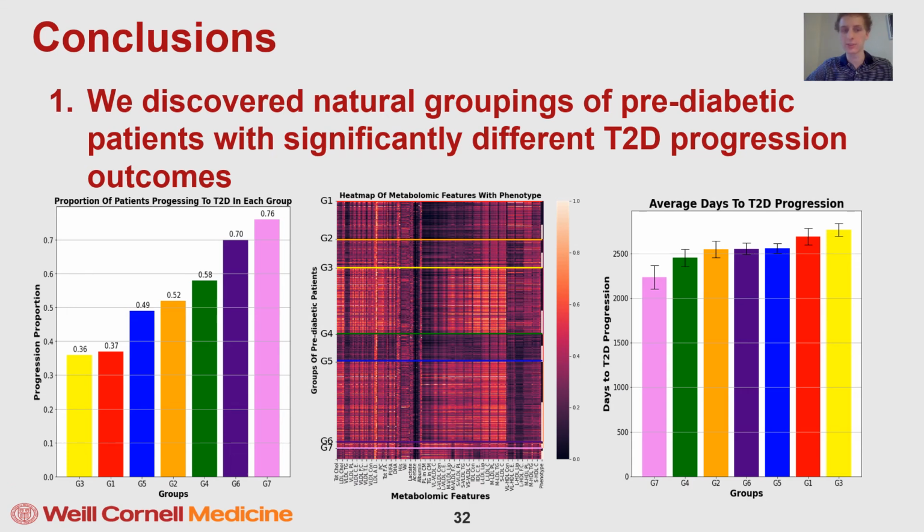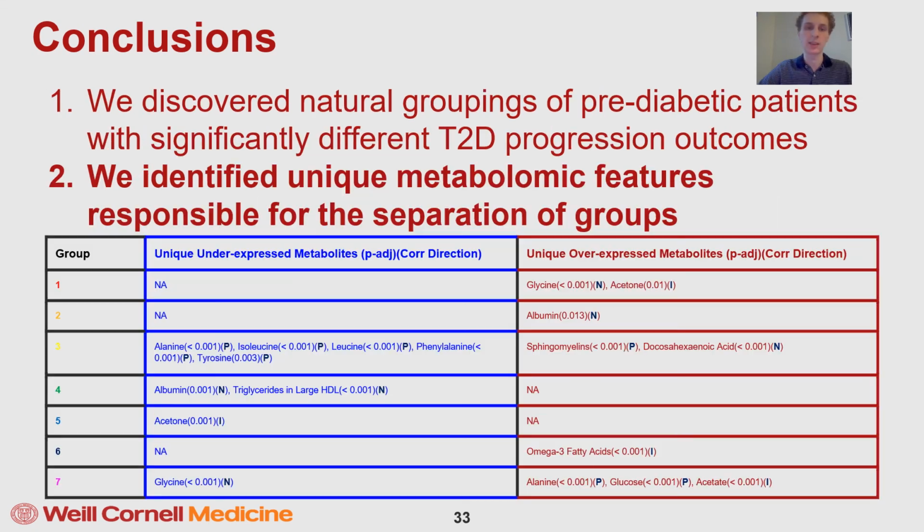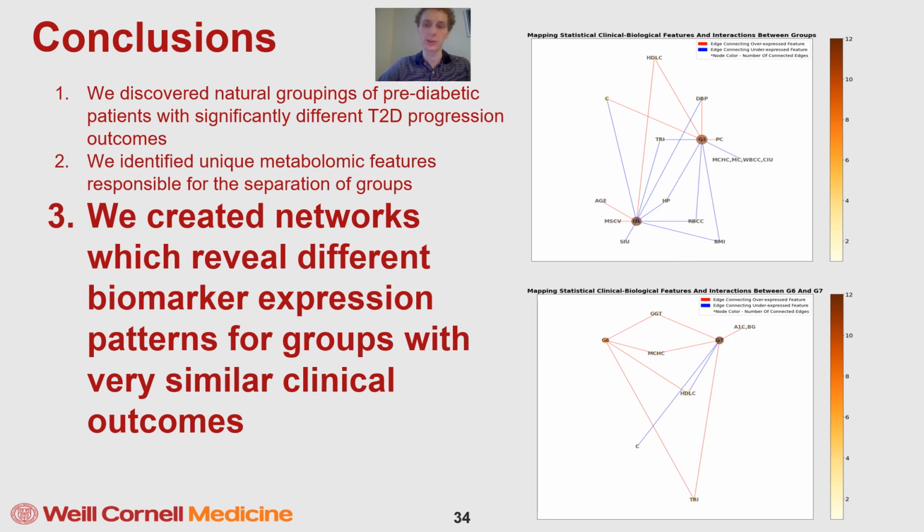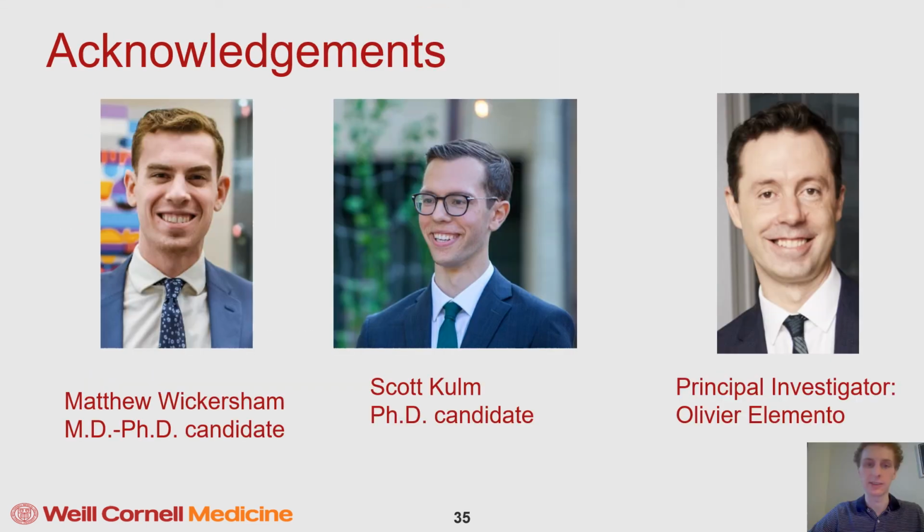So for our conclusions, we discovered these natural groupings of pre-diabetic patients with significantly different type 2 diabetes progression outcomes. We identified unique metabolomic features responsible for the separation of these groups. And finally, we created networks which revealed different biomarker expression patterns for groups that are very similar in clinical outcomes, showing that we can tease apart this heterogeneity of type 2 diabetes.